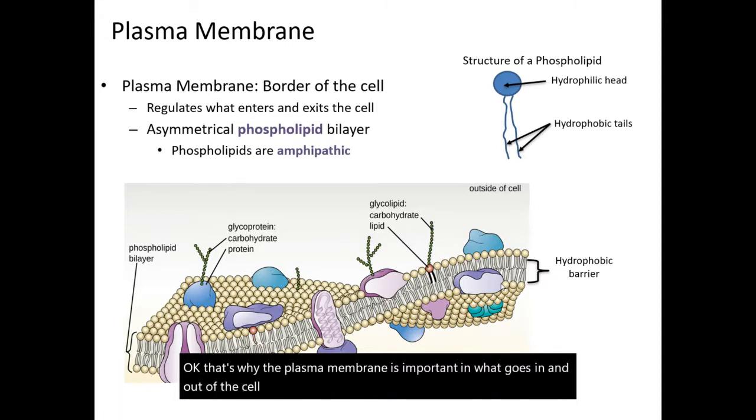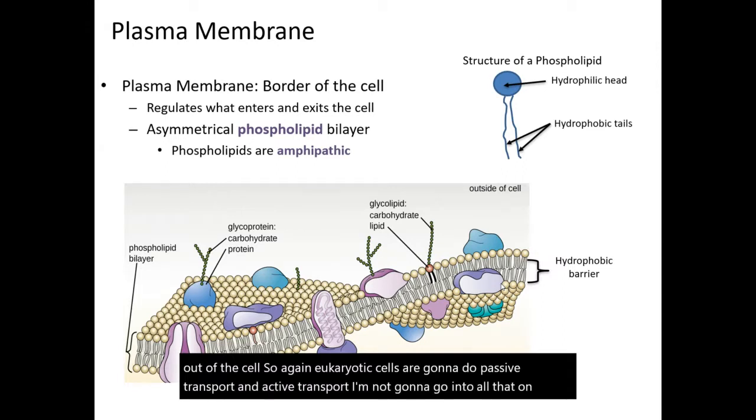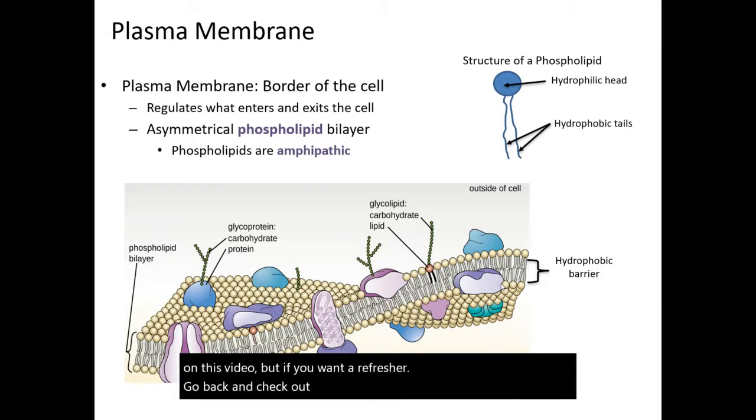Eukaryotic cells are going to do passive transport and active transport. I'm not going to go into all that in this video, but if you want a refresher, go back and check out the earlier conversation that we had when we were focusing more on prokaryotes.